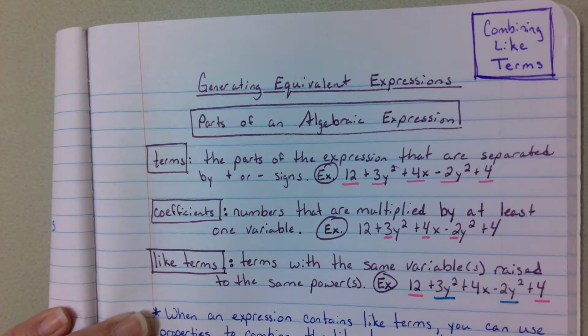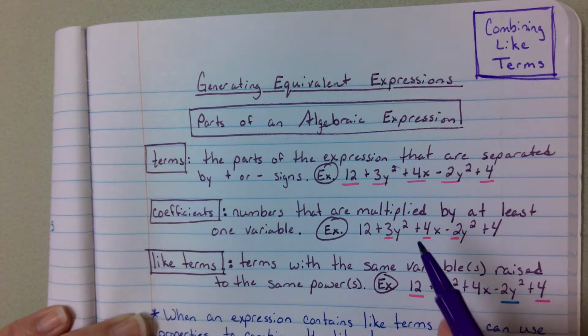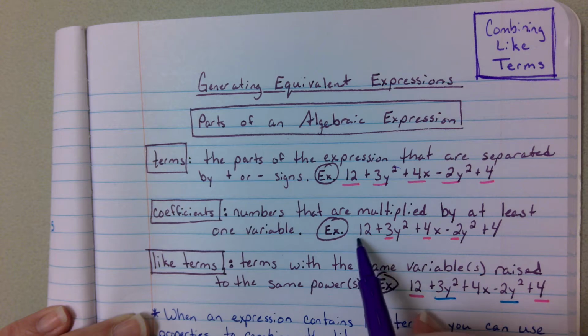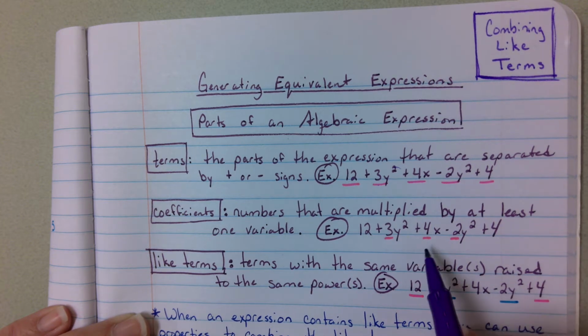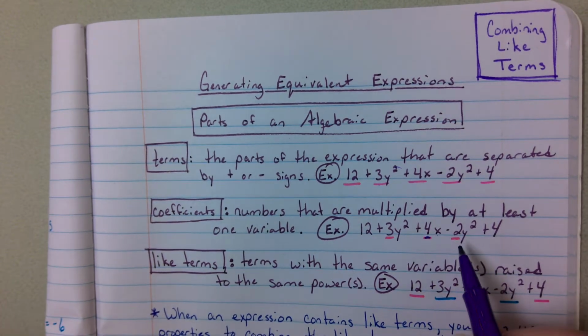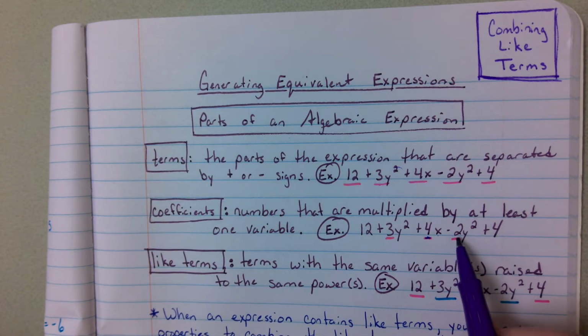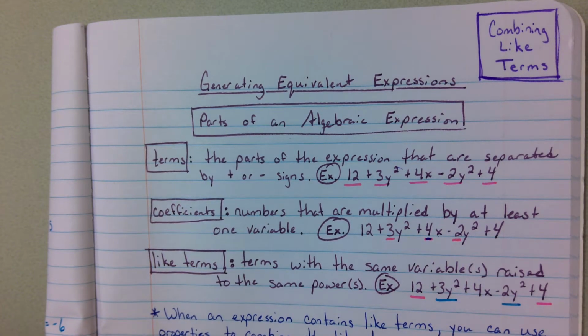Then we have our coefficients. Those are the numbers that are multiplied by at least one variable. So in this, 12 is a constant, it's not a coefficient. The coefficient here, we've got 3 in front of the y squared, so that's showing me multiplication, and 3 is my coefficient. So for 4x, 4 is the coefficient. It does not include the variable, it's the number in front of or to the left of the variable that's showing multiplication. 2y squared, 2 right here is my coefficient. And then I have another constant, so there's no coefficient there.